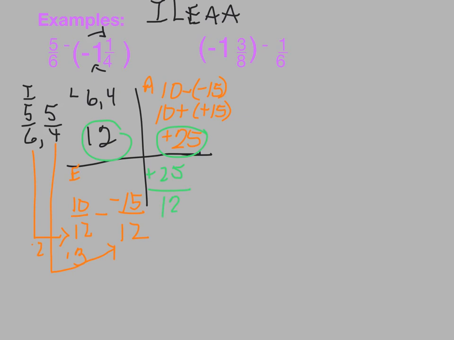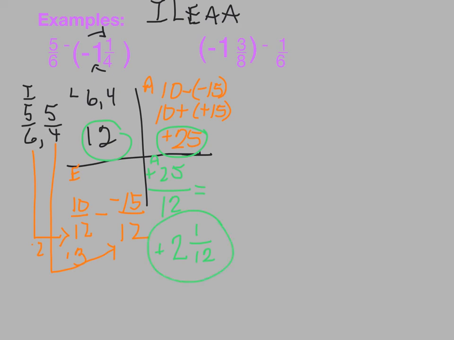I need to reduce that, even though it's my final answer, because 12 is much too small to be holding up that big giant 25. So 12 goes into 25 2 times. 2 times 12 is 24, so that means I have 1 left over. It is positive, so my answer is positive 2 and 1/12.